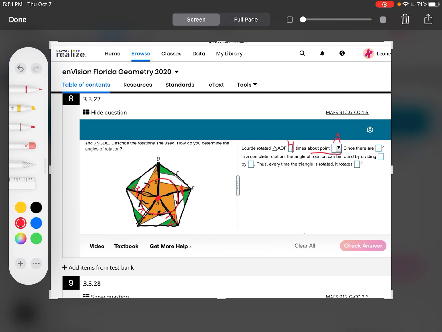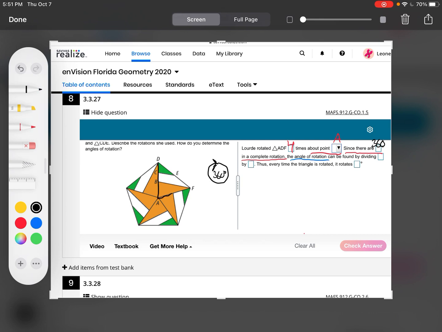All right, the next sentence says, since there are blank degrees in a complete rotation. So what they mean by complete is like all the way around. Okay, so that would be 360 degrees. Since there are 360 degrees in a complete rotation, the angle of rotation can be found by dividing blank by blank. So what they mean by the angle of rotation, they mean this angle that I drew at first.